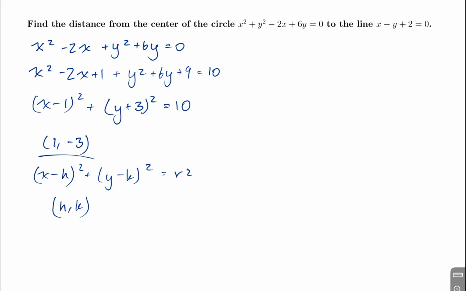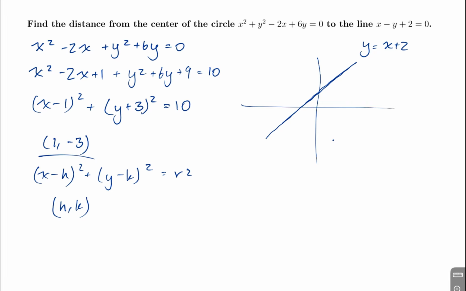Now let's say on a graph that this is our point 1, negative 3, and then we rewrite this equation of the line to be y equals x plus 2. Then we would have something like this passing through. And since this is asking us to find the distance, the shortest distance between these two is going to be when it's perpendicular, right? Because any of these would create a triangle rather than just a straight line. So this, where it's perpendicular, would be the shortest distance.